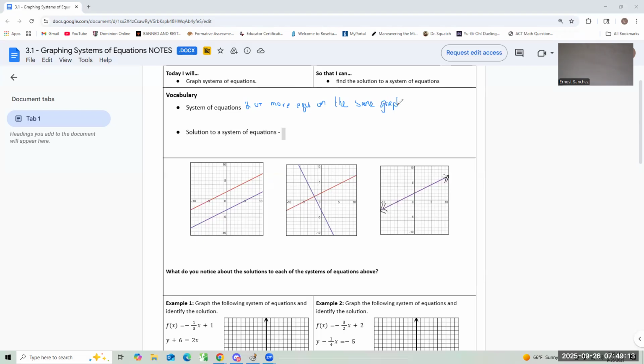Now, a solution will depend on how many times the lines intersect.